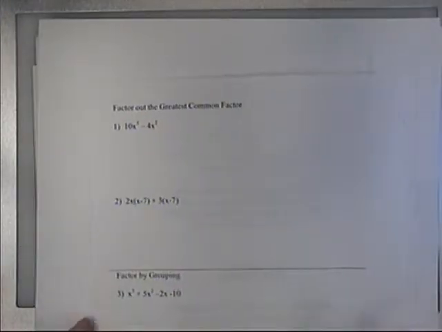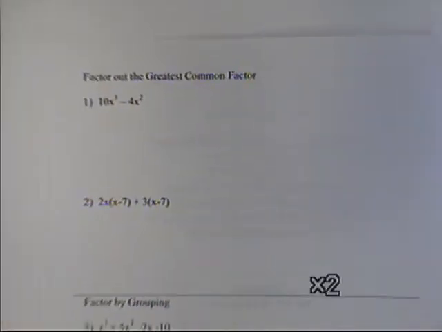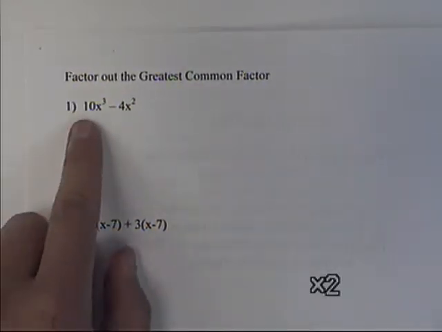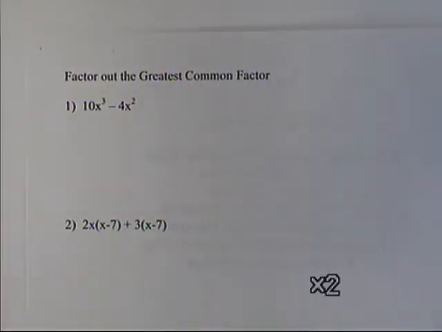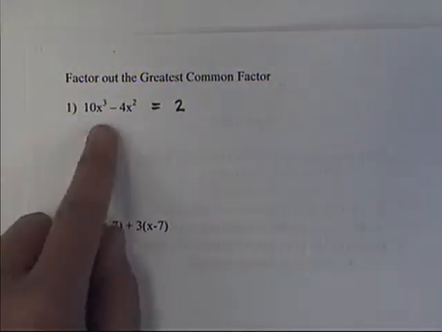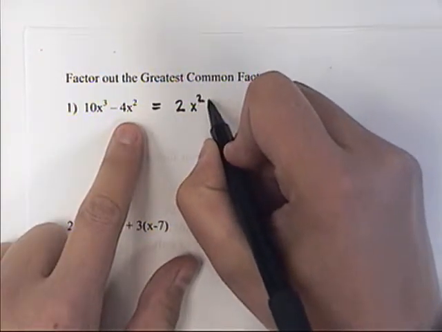The first thing you should do when you look at a polynomial is to determine if there's something you can take out of it, simply by dividing it out. So if I see a 10 and a 4, what's the biggest number I can divide out of both of those? 2. X cubed and x squared, the largest amount I could take out of both would be x squared.